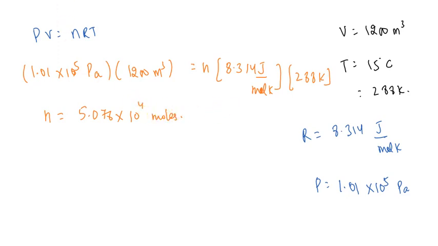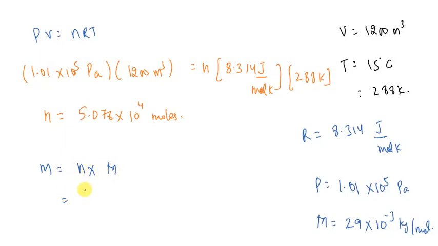Now next we should know the molecular weight of the air. Now we can take that inside air there is around 70% nitrogen and 30% oxygen. So the average molecular weight would be around 29 gram per mole, or we can say 29 times 10 to the power minus 3 kg per mole. So from here we can calculate the mass of air.